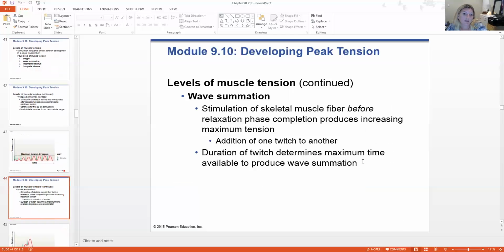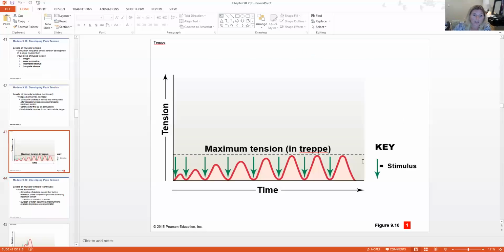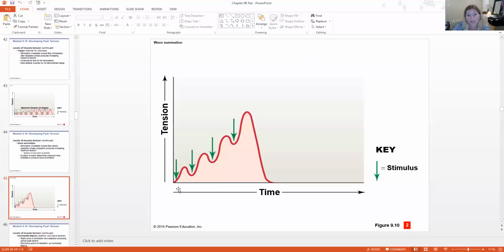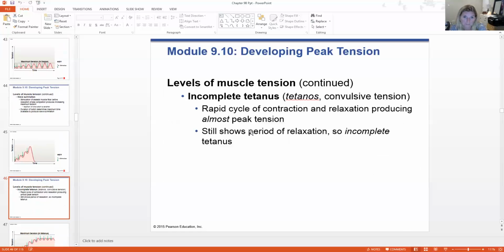Then you have wave summation. Wave summation is when a single or group of skeletal muscle fibers are hit with a stimulus before the relaxation phase has completed. So in treppe, you're getting up, down, up, down, up, down. In wave summation, you're getting this additive effect that's going to keep building and building the tension even past maximum tension.